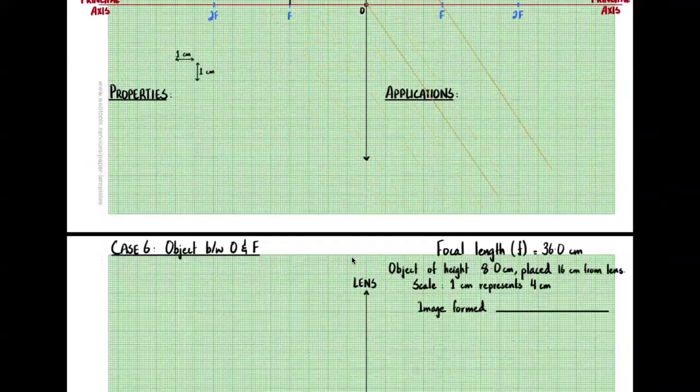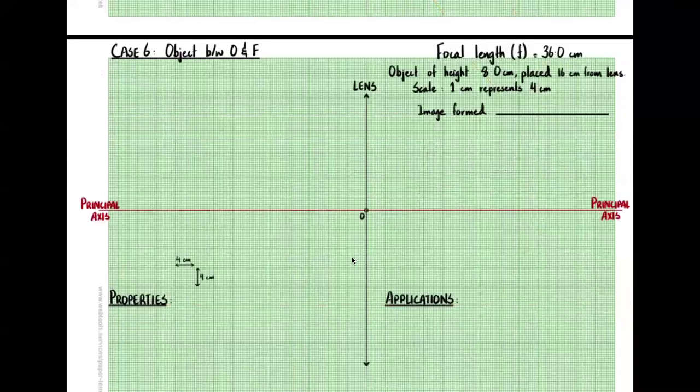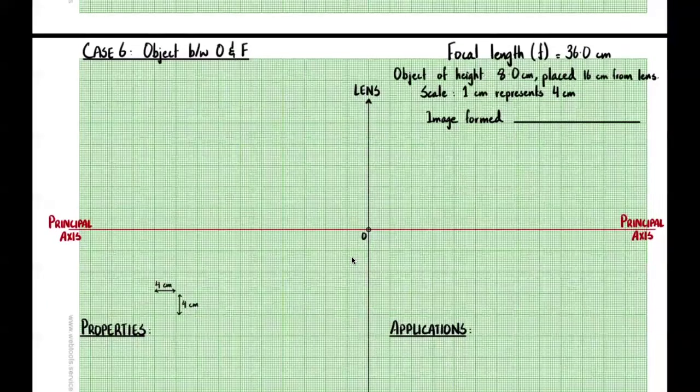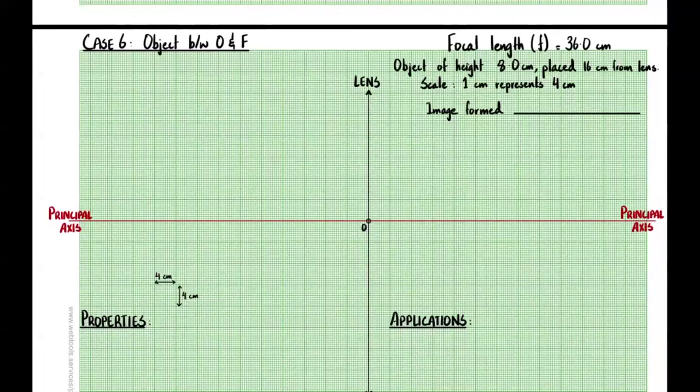Case 6. Object between O and F. Focal length is given as 36 centimeters. Object of height 8 centimeters is placed 16 centimeters from the lens. Scale 1 cm represents 4 cm, right? So if I need to mark 36, according to 4, this means 9 boxes, right?